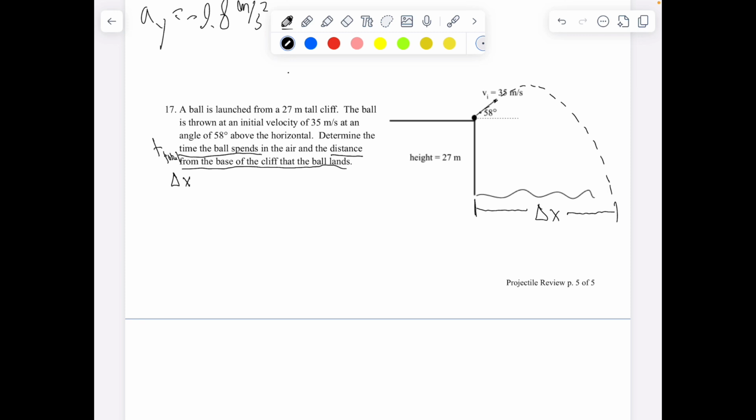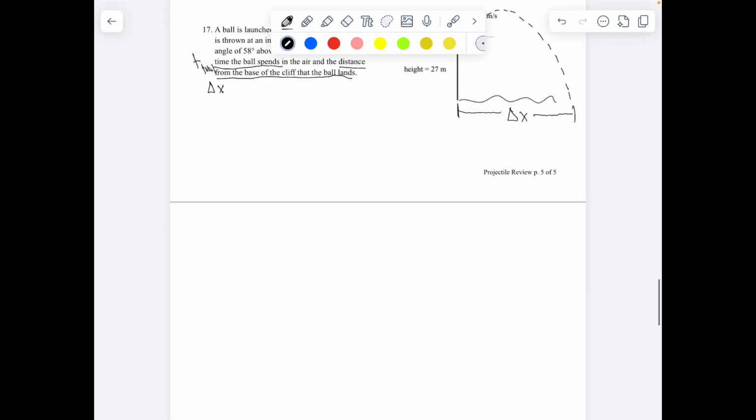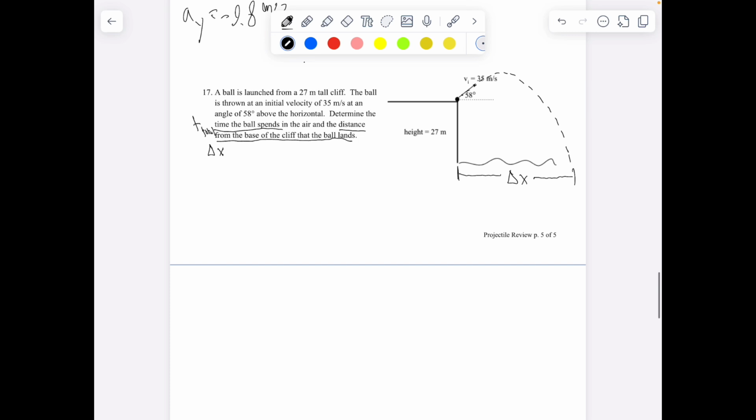Here, we've dealt with angled launch problems before. The main difference is we've always done angled launches where we are landing at the same level we were launched from. Here, we are doing an angled launch off of a cliff, so we're landing lower than where we started. So let's see how we should tackle this. Well, we still want to start our same way.